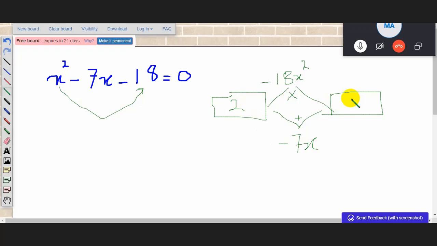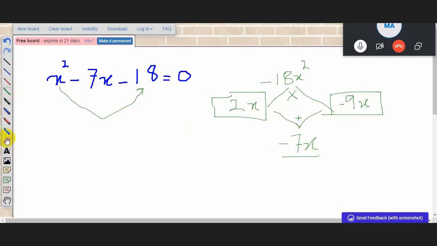2 times 9 is positive 18 and not negative 18. Minus 9, that's right. And then x times x is x squared. And these are the perfect parts, because now 2x and then negative 9x is definitely negative 7x.